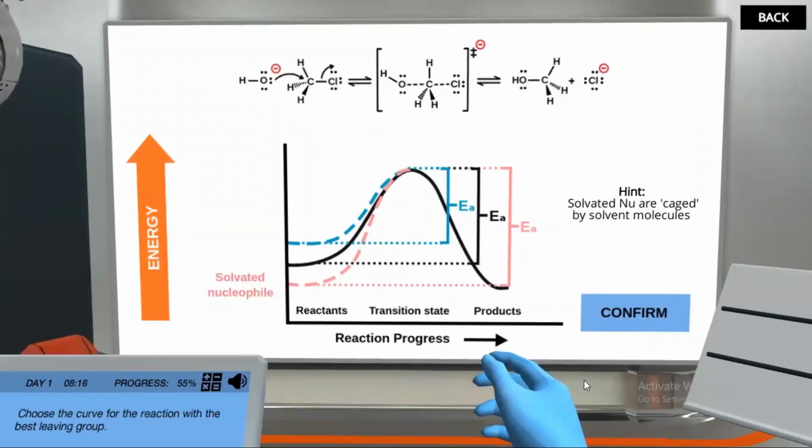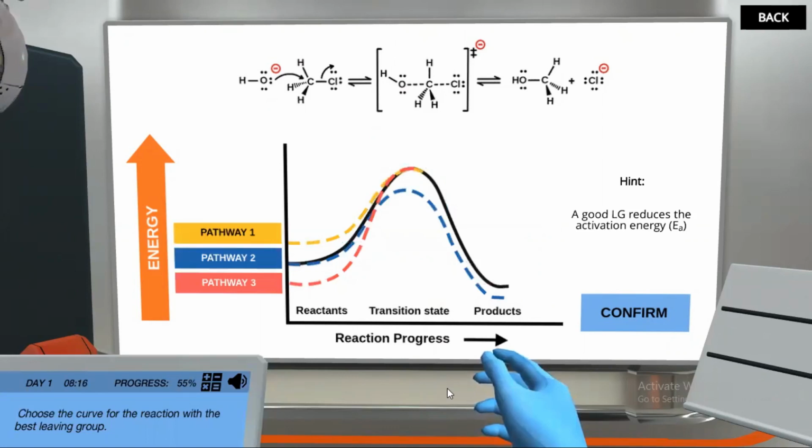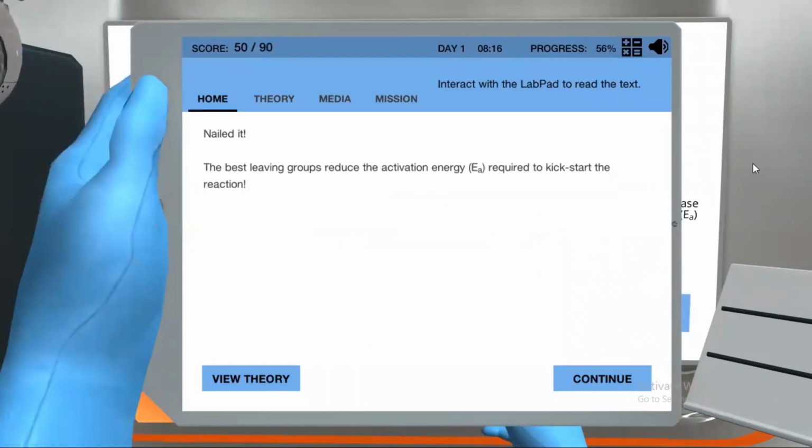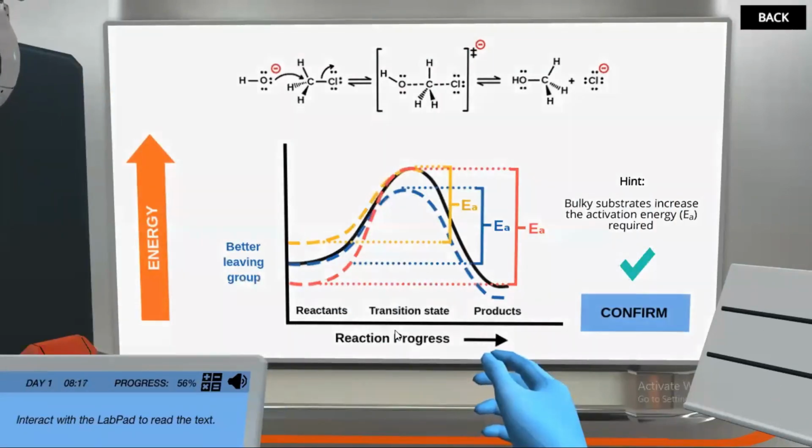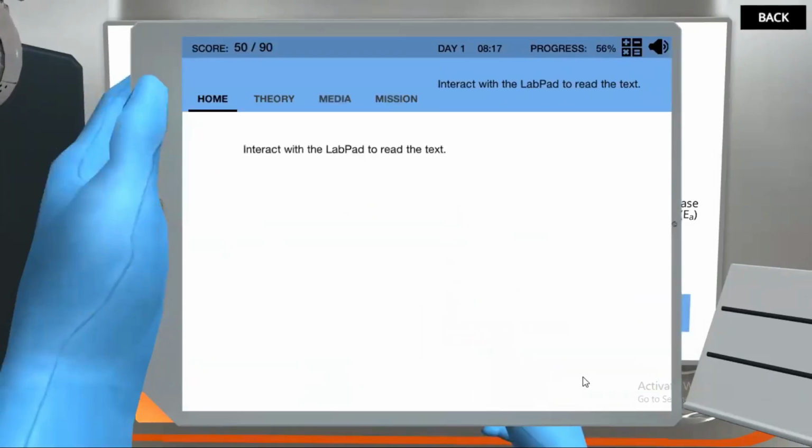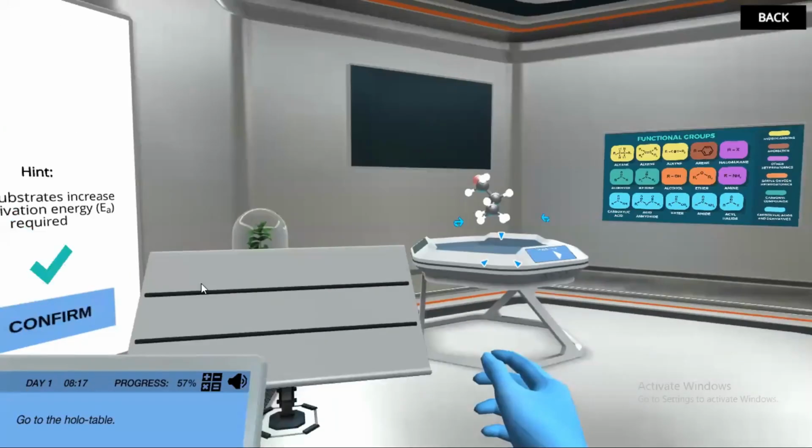Choose the curve for the reaction with the best leaving group. Nailed it. The best leaving groups reduce the activation energy required to kickstart the reaction. Go to the hollow table.